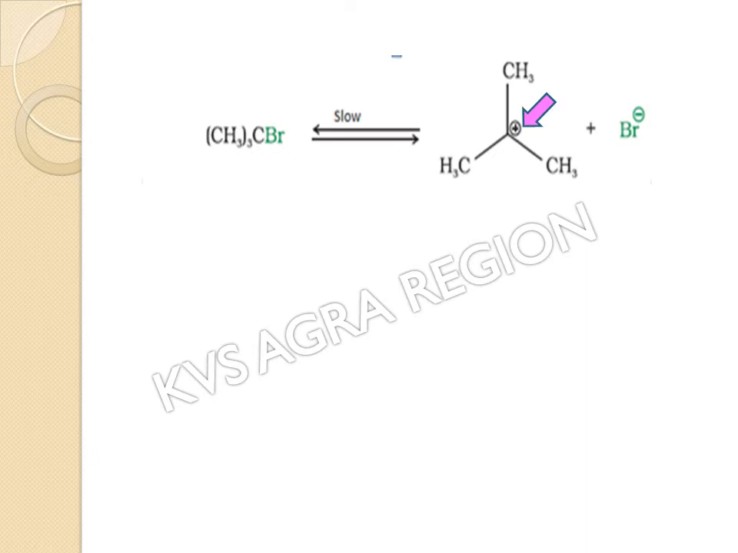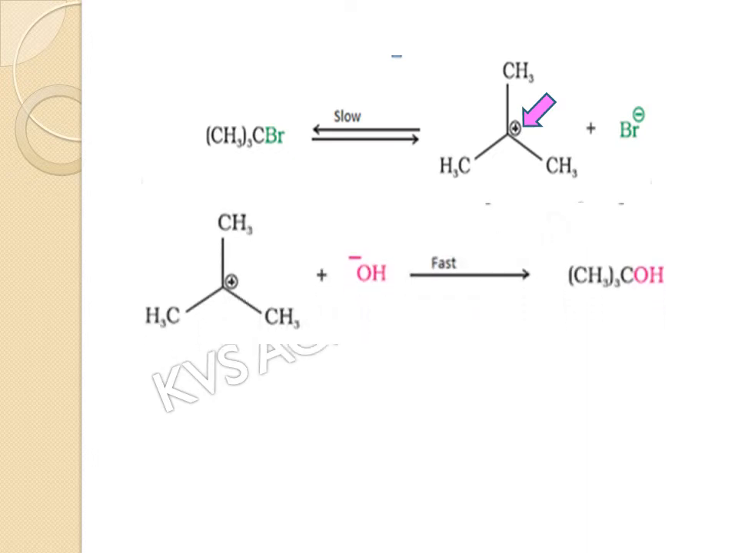slowest step. In the second step, this carbocation, 3 degree carbocation, which is the most stable one, OH ion, that is nucleophile, attacks on the carbocation, resulting in the formation of substituted product.